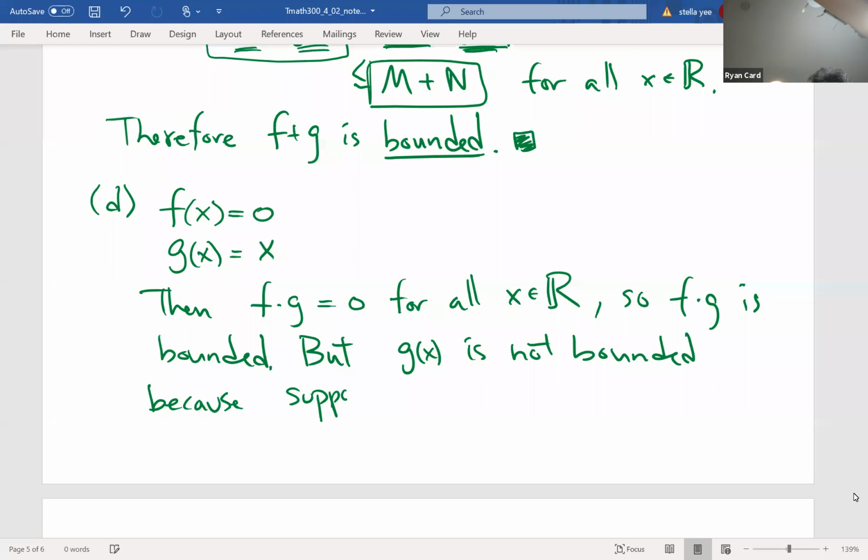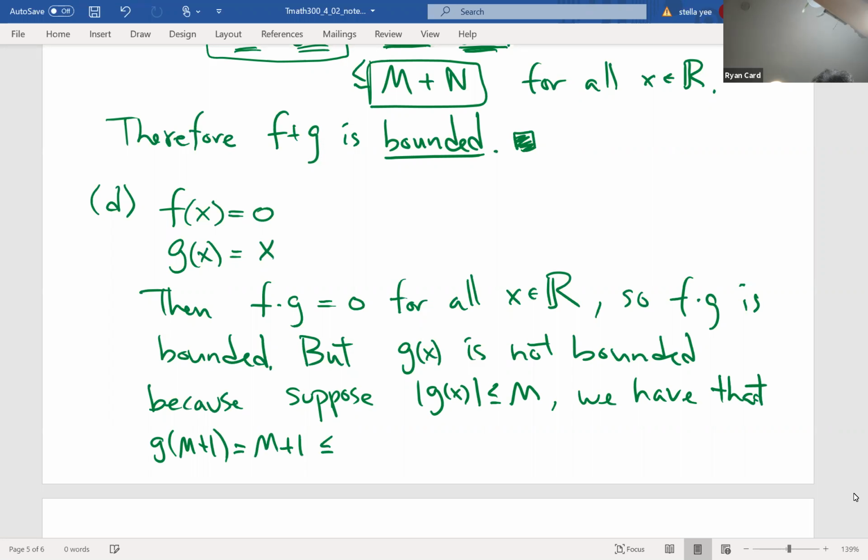Suppose it's bounded by some constant m. We have that g of n plus 1. If I plug in n plus 1 into the function g, I get n plus 1, which is not less than or equal to m. Right? So that contradicts that it could have a bound. Okay. So that's a counterexample for part D.